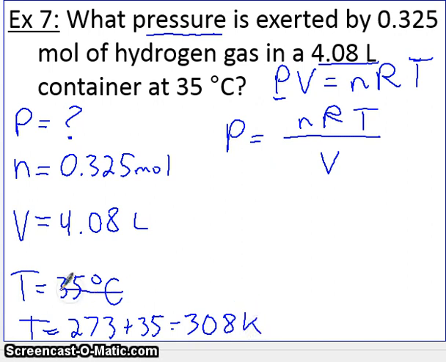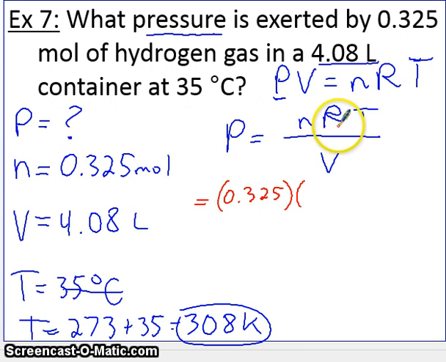So we're not going to use the 35, we're actually going to use this temperature right here. Alright, so go ahead and let's plug in the numbers. Moles is 0.325. R, it's going to get a little crowded. Let me see if I can extend it just a bit. Let's do it down here. Different color. So moles would be 0.325.